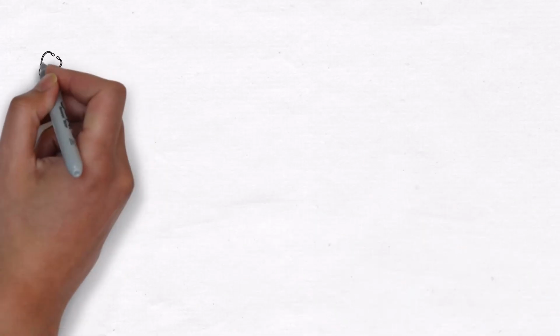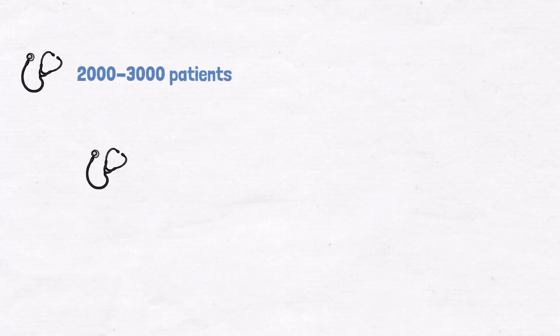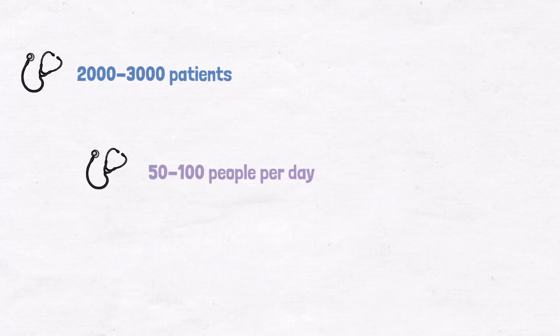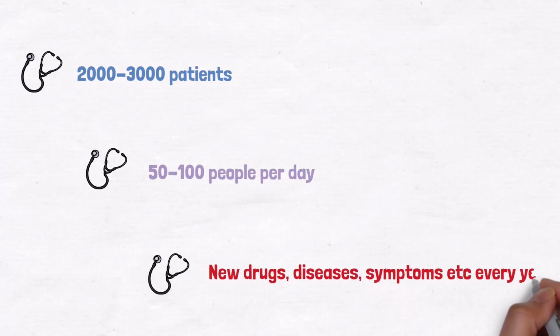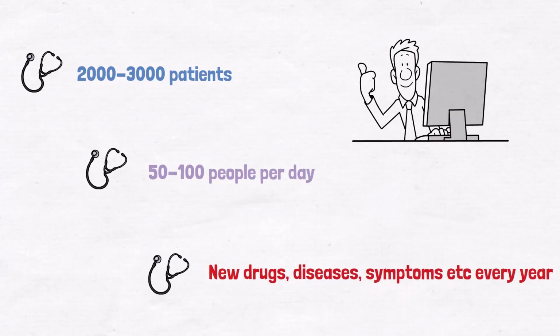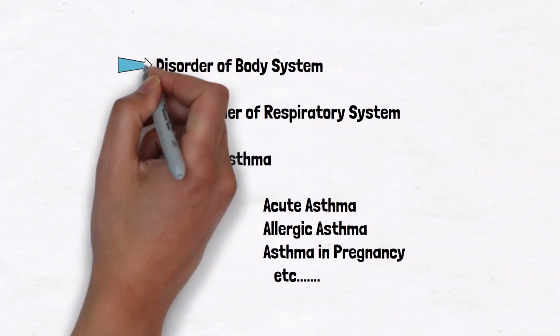The average GP looks after between 2,000 and 3,000 patients, often dealing with 50 to 100 people on one day. Also, there are thousands of new diseases, drugs, symptoms, etc. each year, and even the best brains can't remember it all. So computers help us pull together links, suggesting possible answers or making us query further. Codes are key to this, giving us a structured, cohesive record.